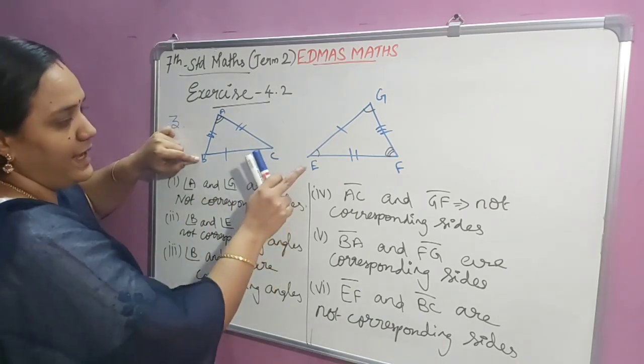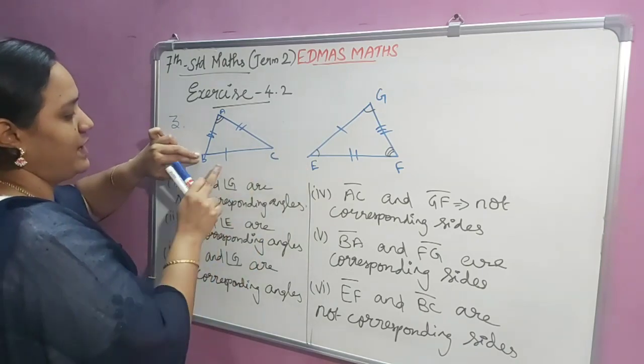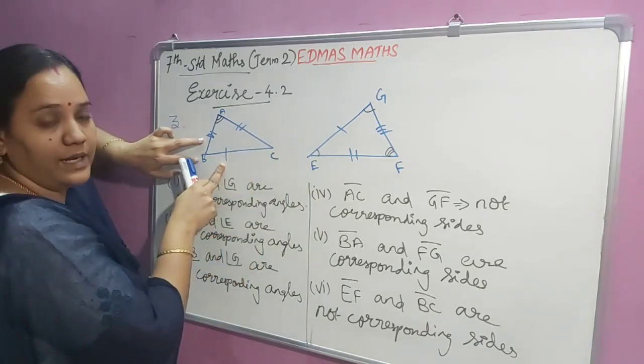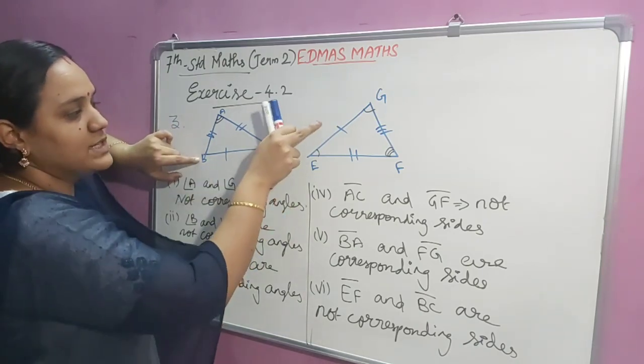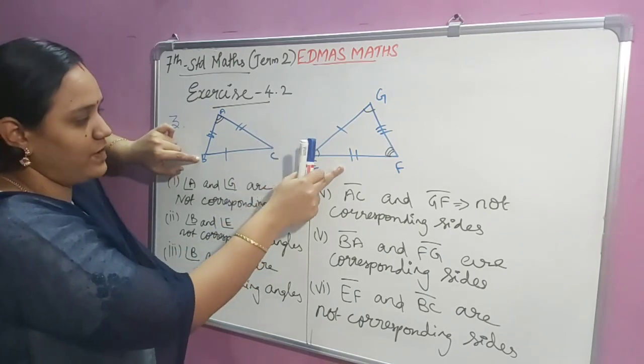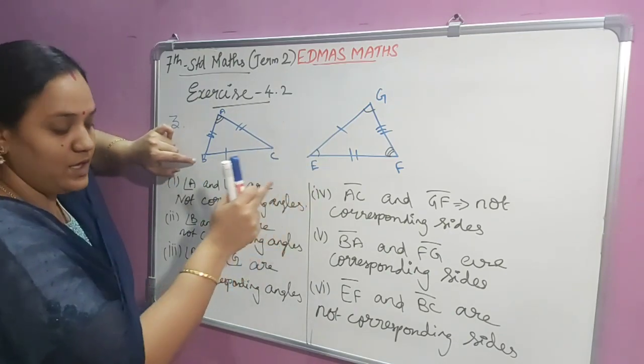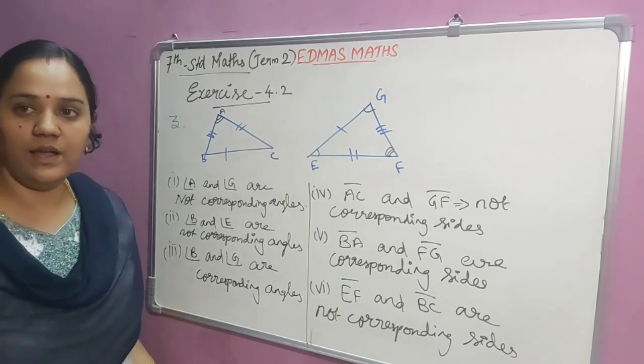Angle B and angle E. Okay, for angle B we have single line one side and triple line one side. But for angle E we have single line one side and double line one side. So we can't say these two are equal. So they are not corresponding angles.